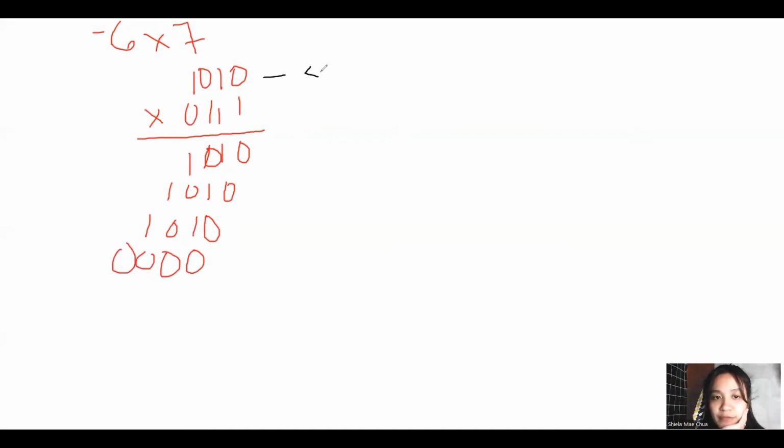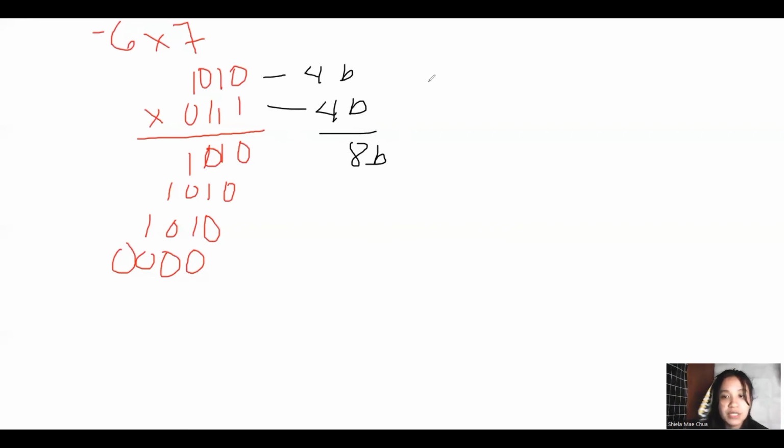If we have 4 bits here, and we also have 4 bits here, we need 8 bits for our product. So the number of bits of the product should be equal to the sum of the number of bits of the multiplicand and multiplier. In order to arrive at the expected number of bits of the product, we need to extend the sign bits of the partial products up to the sum of the number of bits of the multiplicand and multiplier.